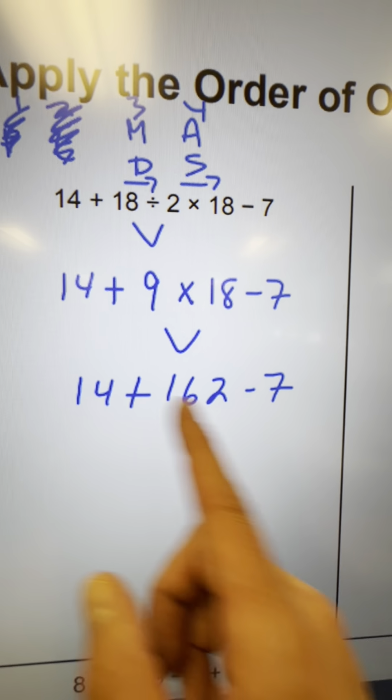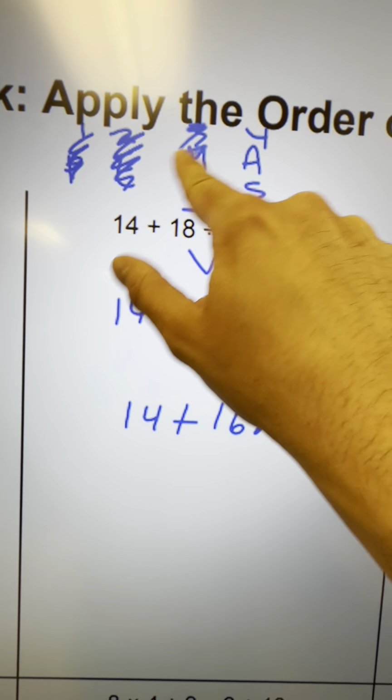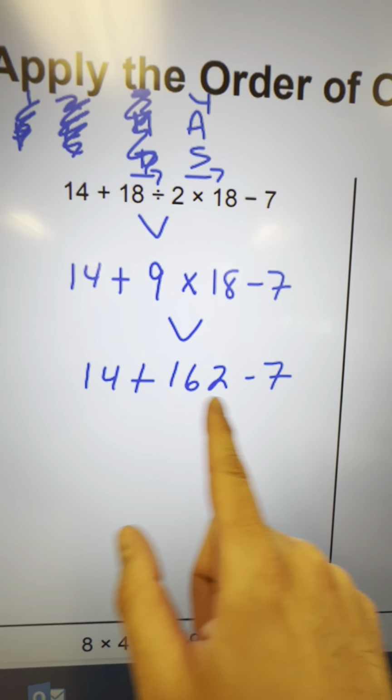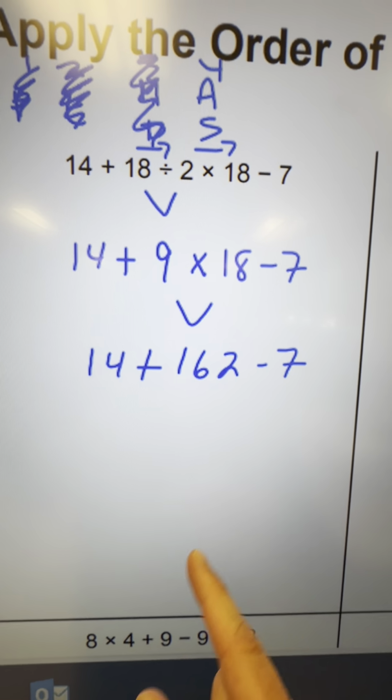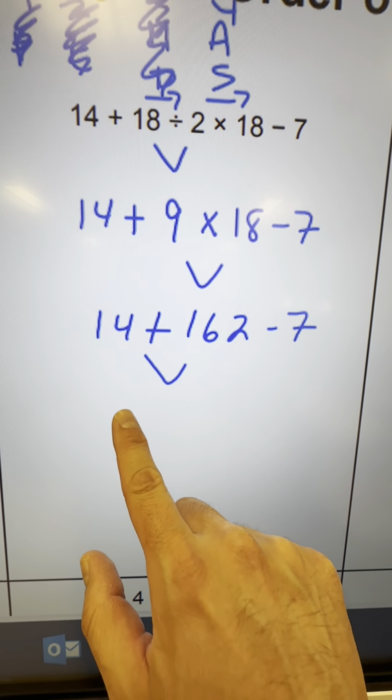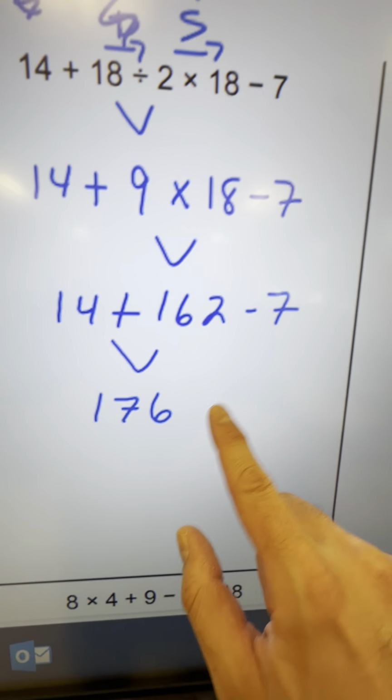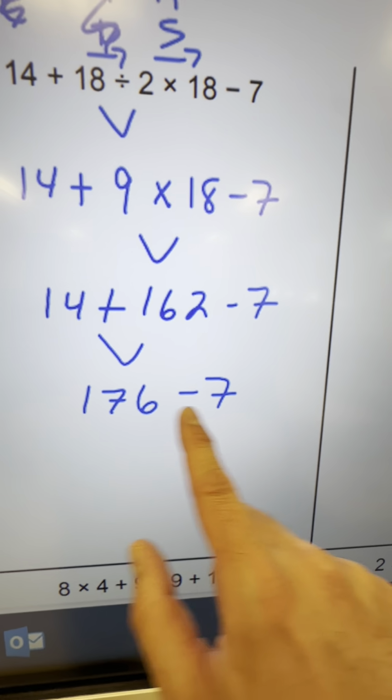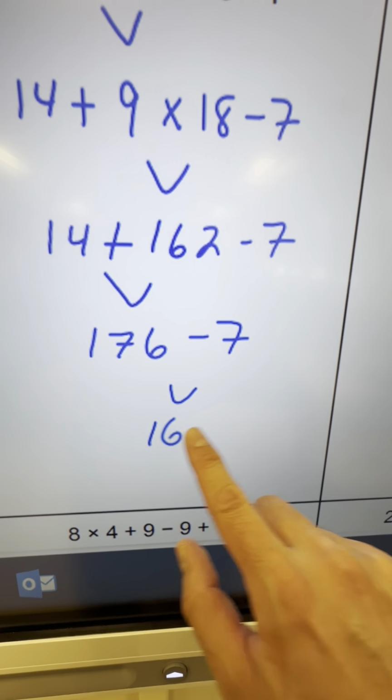And now we're down to the last steps where we are on step 4 because there's no more multiplying or dividing left. So it's just addition, subtraction. We always do that from left to right. So that means I'm going to do these two first, which is going to give me 176. Take away 7, and that's the only thing left to do, which gives me 169.